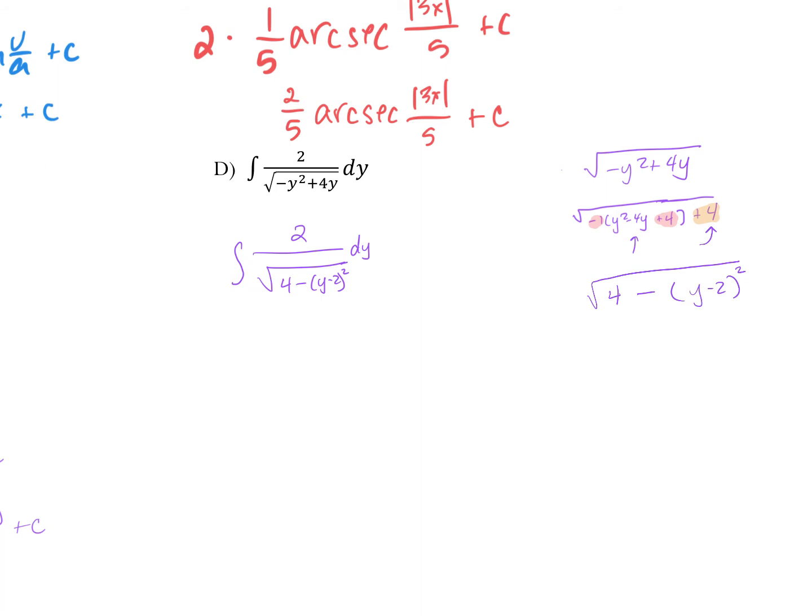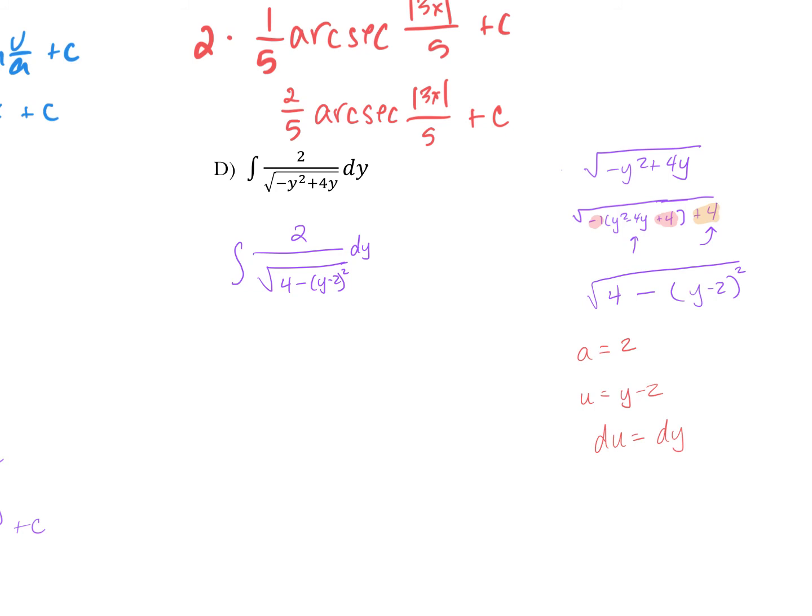What would you guys like me to use as my a and my u? Would 2 be the A? A would equal 2. U would equal y minus 2, because you use just whatever function is being squared. And what does that say about du? It's equal to dy.